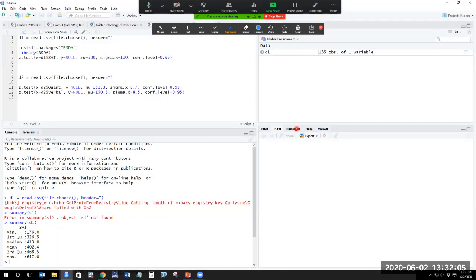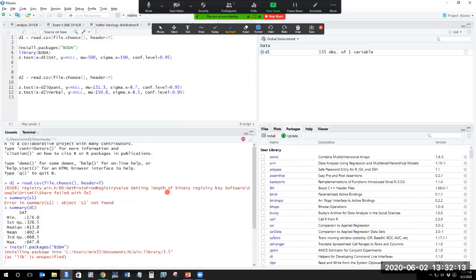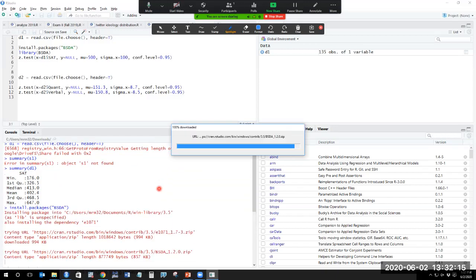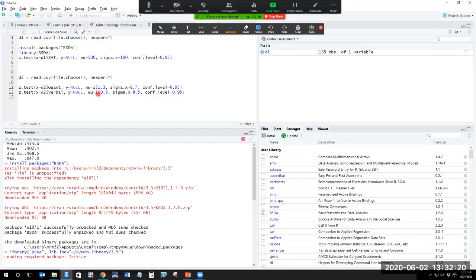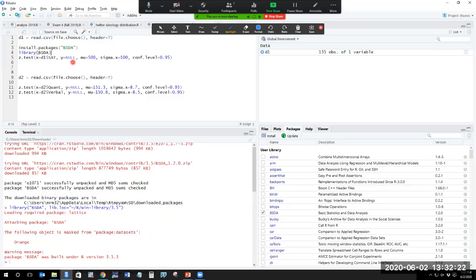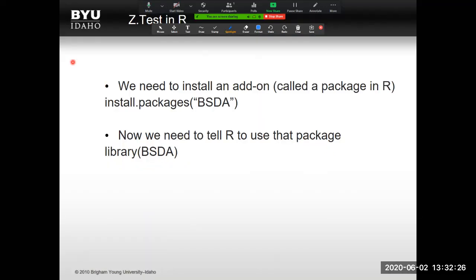Okay, so you need to use this package called BSDA. So how do you get that? You go over here to Packages, you go Install BSDA, Basic Statistics and Data Analysis. You just click Install, it'll install it for you. Then you need to load in the package. So you either have to check on that box or you have to run this thing that says library(BSDA). Then, once you've done all that, it'll work just fine.